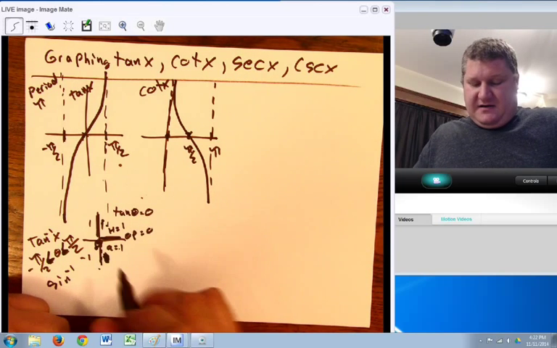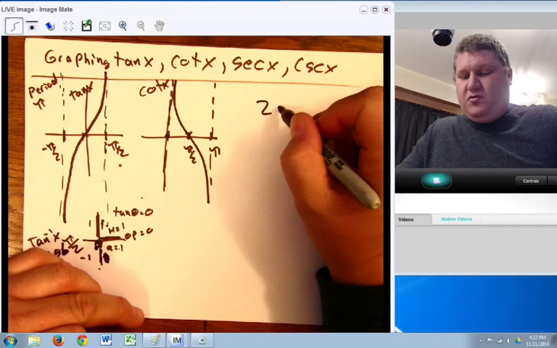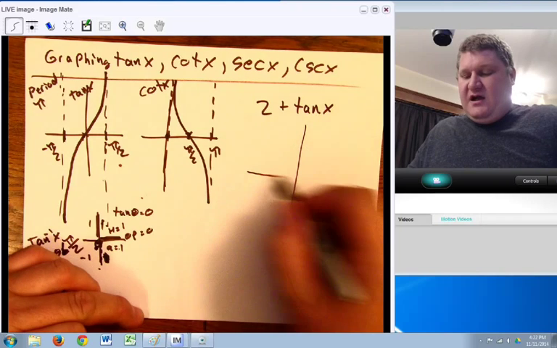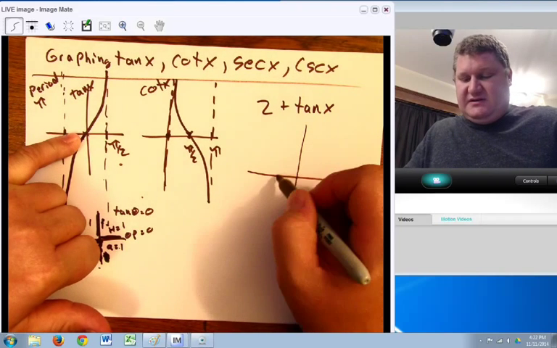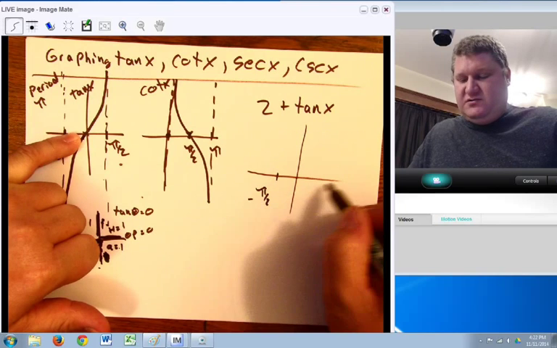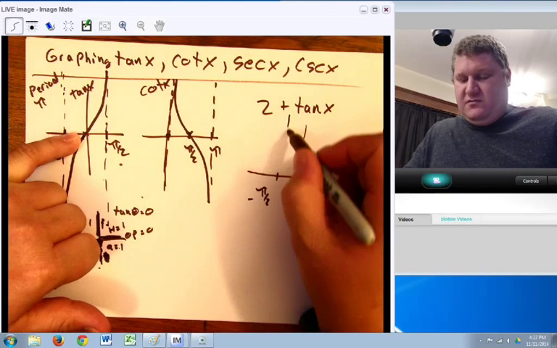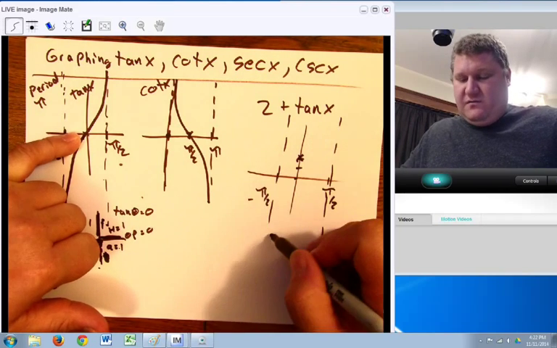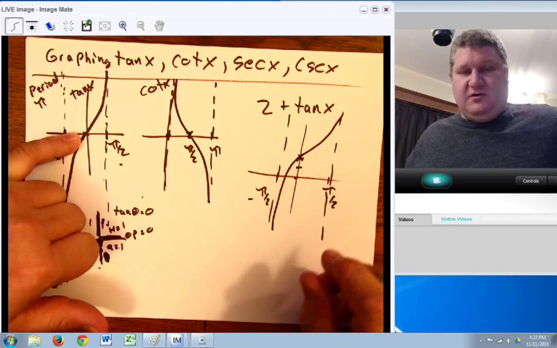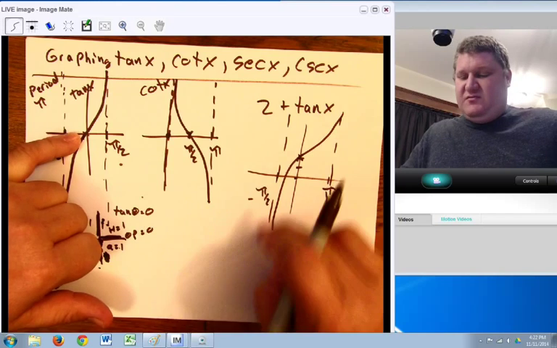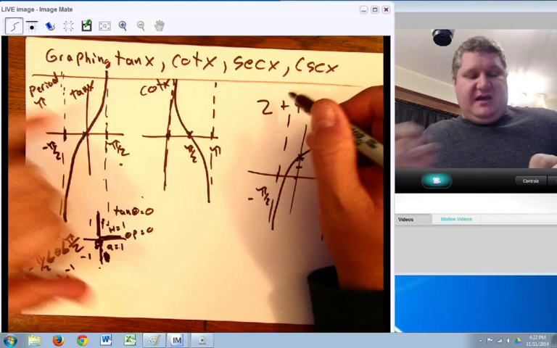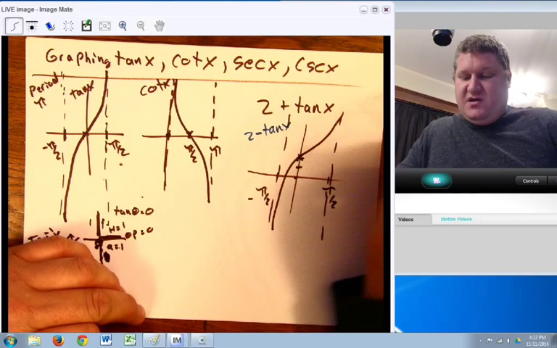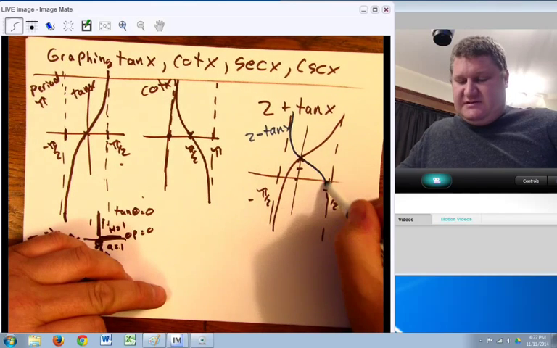If I were to have something like 2 plus tangent of x, well, now what you would simply do is take your tangent, and instead of crossing at 0, with negative pi over 2 and positive pi over 2 as asymptotes, it's now going to cross at 2. By the way, those should be equal. I drew them slightly out of scale. So you move it up 2. If we were to put a negative in front of it, 2 minus tan x, well, now it would slide down from the top and still go through 2.